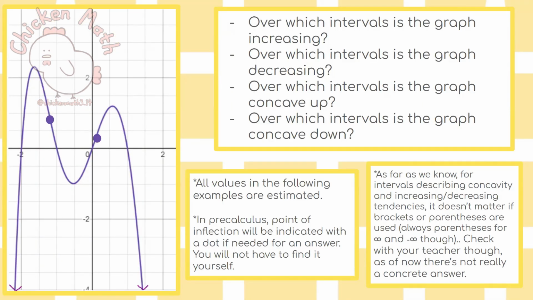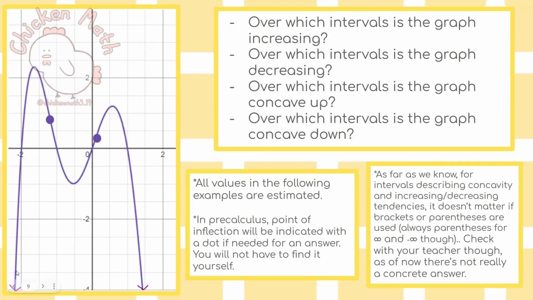So this is our first example out of 3 examples. And in each example, we're going to be talking about where the function is increasing and decreasing, and then concavity. So over which intervals is the graph increasing? Now that's when you go across an interval, the output values increase.